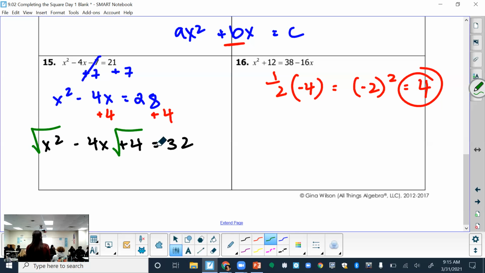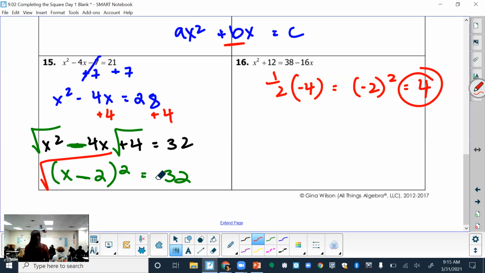Take the square root of your first and last term. What's the square root of x squared? And what's the square root of 4? And the sign that's on the middle term. So put a minus sign, it's x minus 2 squared, that's how you factor it, equal to 32. All right, so everyone understand those steps so far? All right, now solve for the x.